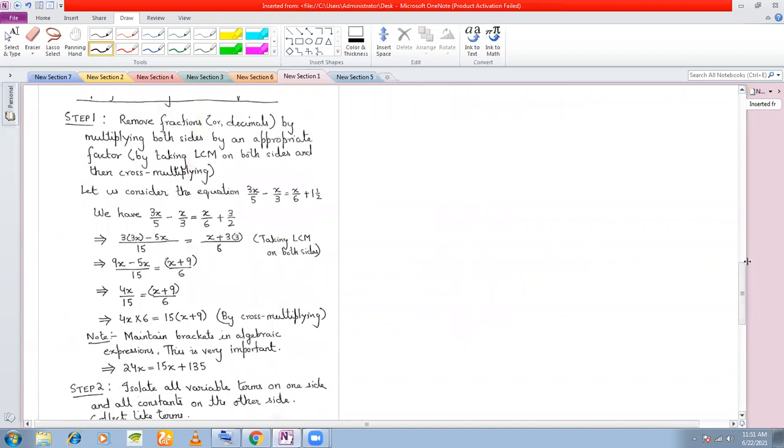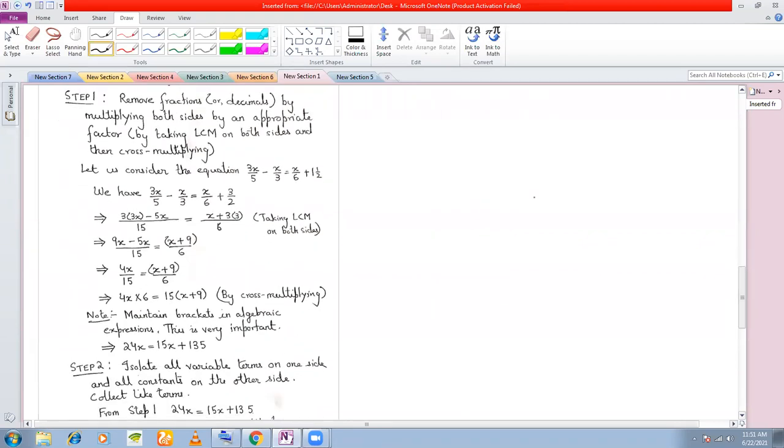Okay, next, what are the steps for solving a linear equation? Let us take this example that I have taken. 3x by 5 minus x by 3 is equal to x by 6 plus 1.5. First, you convert this mixed fraction to an improper fraction. 1.5 means 3 by 2, right?